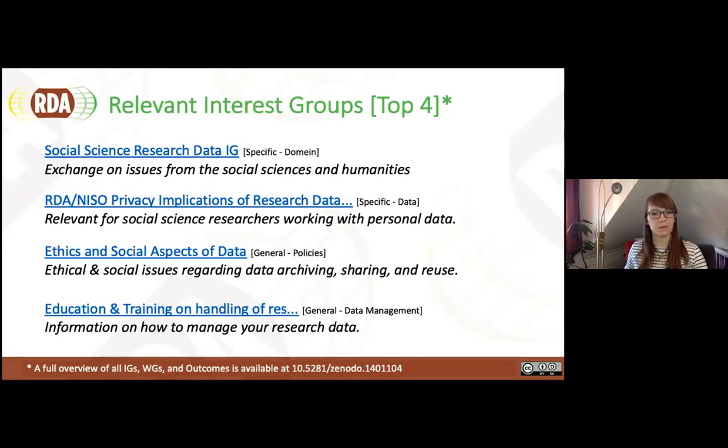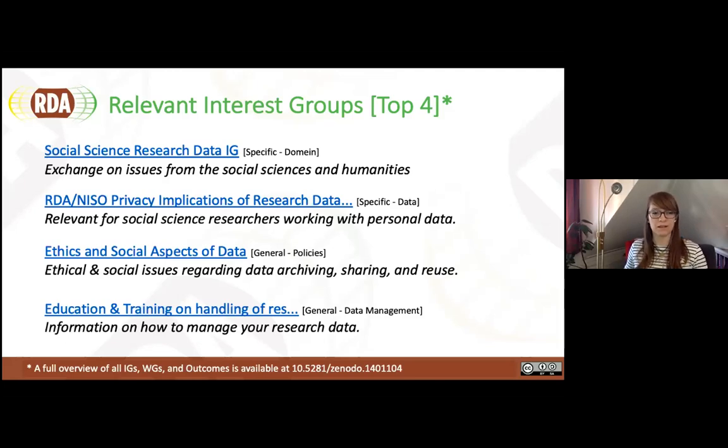Then the second group on the list is a group focusing on privacy implications of research data. So this is a group that deals with specific types of data, namely those data that have privacy implications. And as social science researchers often work with personal data, this was deemed a relevant group for social sciences as well.